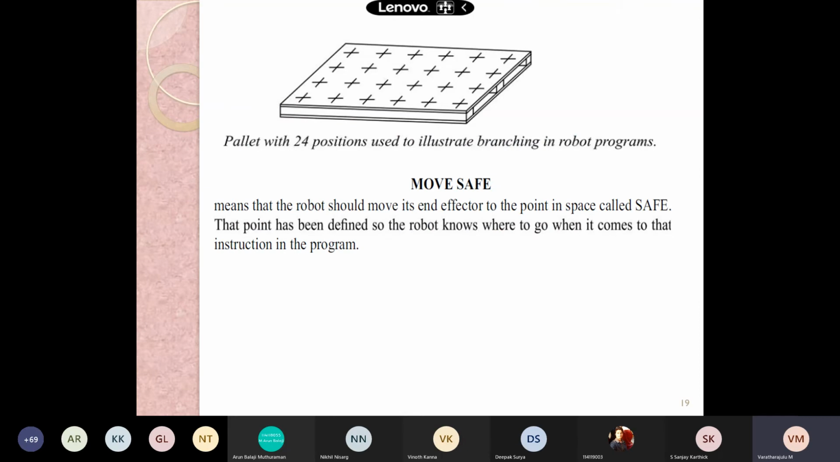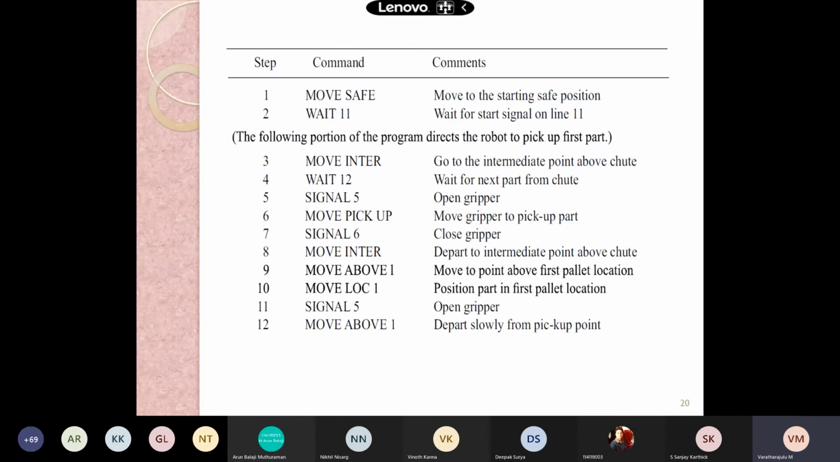Move safe means that the robot should move its end effector to the point in space called safe. That point has been defined, so the robot knows where to go when it comes to that instruction in the program. And please write 1 move safe, move to the starting safe position, and wait 1 1, wait for start signal online 1 1. The following portion of the program directs the robot to pick up the first part. See, we have to be very conscious. It has to pick up the first part. These are the commands used to pick up the first part.